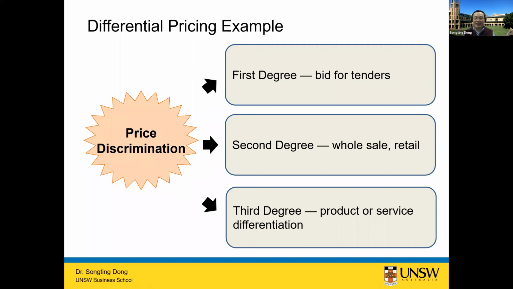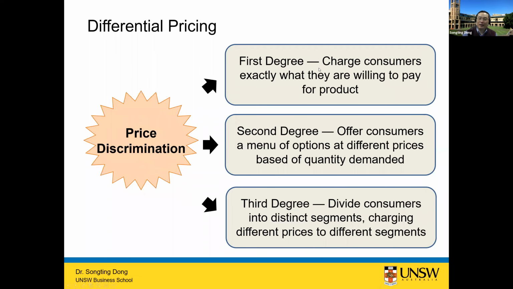Second opportunity. Who would like to pay? 600? 650? Okay, great, 650. So in that case, one by one, you can charge every customer what they are willing to pay. This perhaps firm will get the most profit, but as you can imagine, from the consumer's perspective, they will not be happy. So second degree is to offer consumers a menu of options at different prices based on quantity demanded.